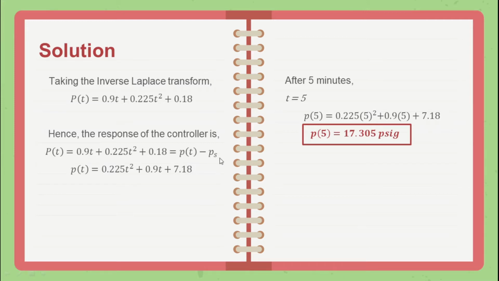Getting the equation of our P of t, now we have 0.225t squared plus 0.9t plus 7.18. And from the problem, we are asked the pressure output after 5 minutes, so substituting this to our equation, we calculated P of 5 equals 17.305 psig.